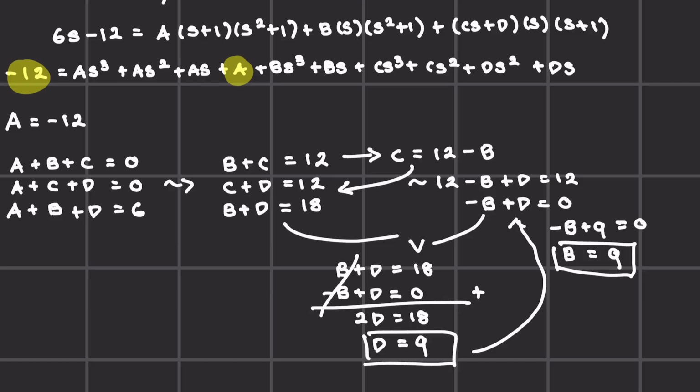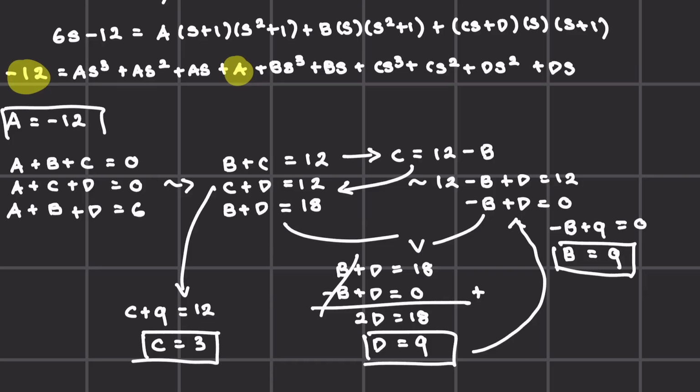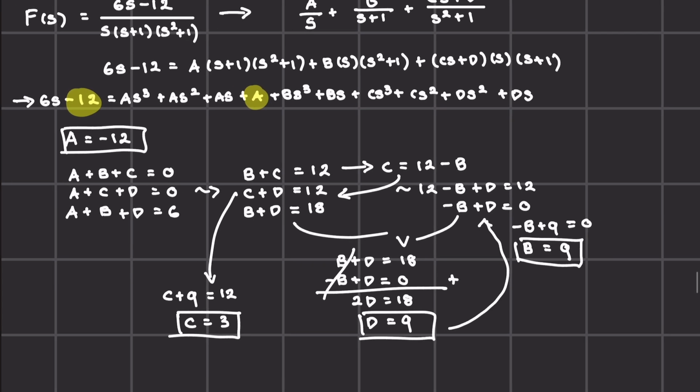Now let's use one of these equations right here, c plus d equals 12, to solve for c. So using this equation and substituting the value of d equals 9, we have c plus 9 equals 12. Therefore, c is equal to 12 minus 9, which is equal to 3. Now we have solved all of our variables, a, b, c, and d.